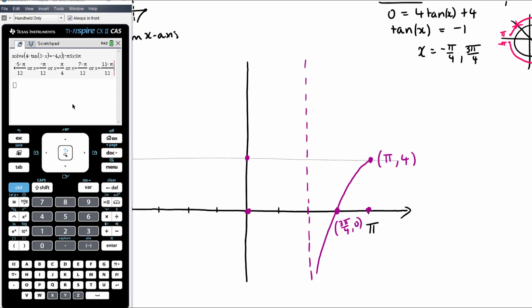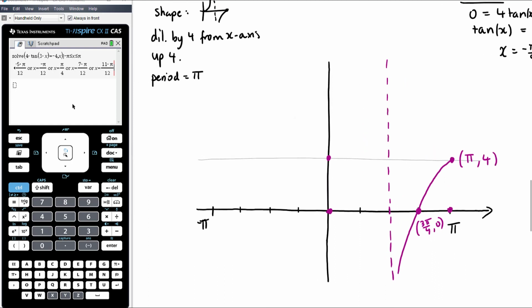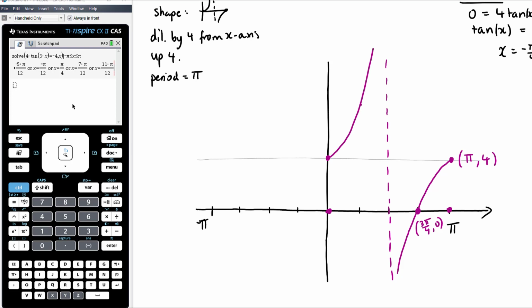You can work out where it would go. It would have been at pi on 4, 1. It's been dilated by 4 from the x-axis. So it would have been at pi on 4, 4. And then the graph's also gone up by 4. So it would actually be at pi on 4, 8. Okay. But you don't need that point because you've got a point on the graph through this x-intercept. Okay. Y-intercept there is at 0, 4.